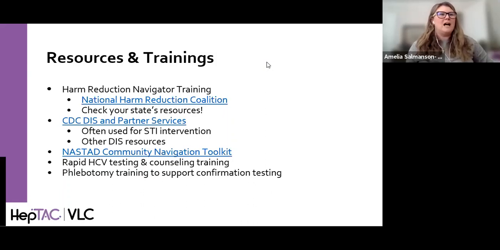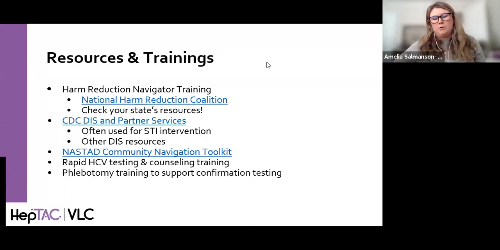And finally, something that we've done for our DIS and we really encourage for our community-based organizations and syringe service providers that we're working with that are working towards enhancing their Hep C testing and linkage to care is having at least one staff member trained on the rapid Hep C testing and counseling. That's definitely an easier certification, I think, but additionally being able to collect a blood draw for confirmation testing.